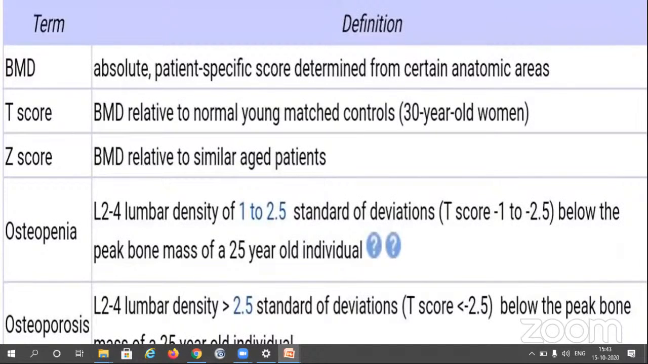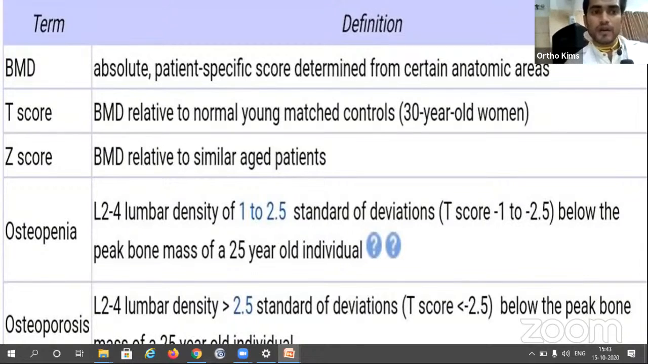BMD, that is bone mass density, is an absolute patient specific score determined from certain anatomical areas. T score is bone mass density relative to normal young matched controls, that is 30-year-old women. Z score is bone mass density related to similar age patients.